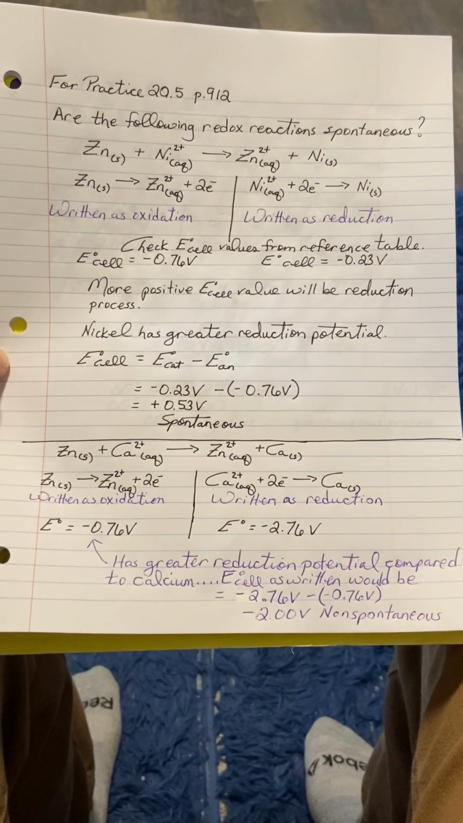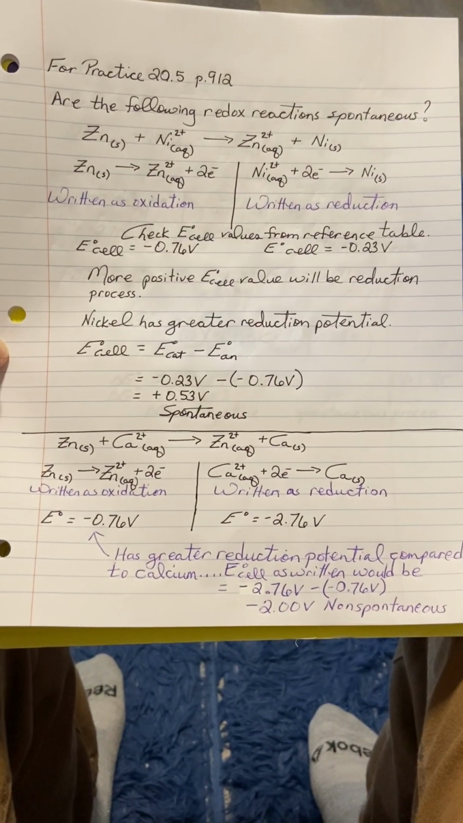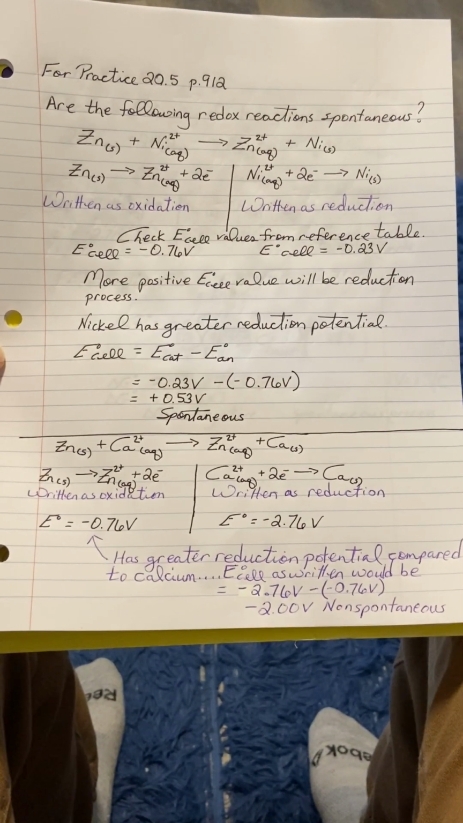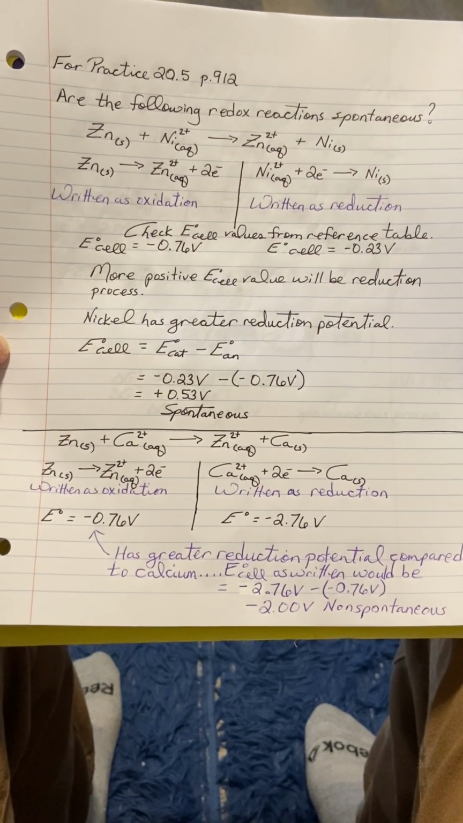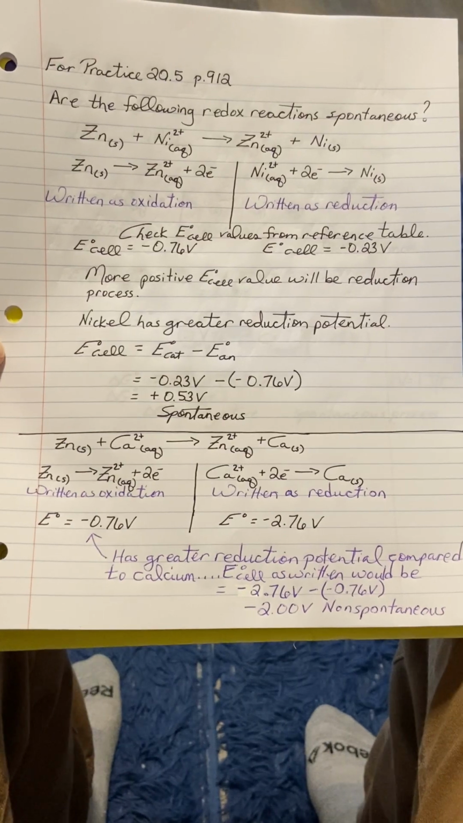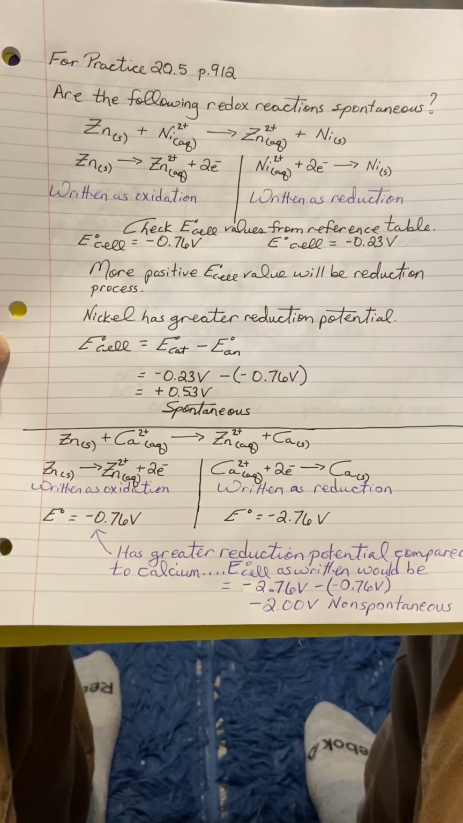Okay, page 912. Practice problem 20.5. It's just a conceptual question. Are the following redox reactions spontaneous as they're written? Okay, so as they're written. Let's look at this first one.